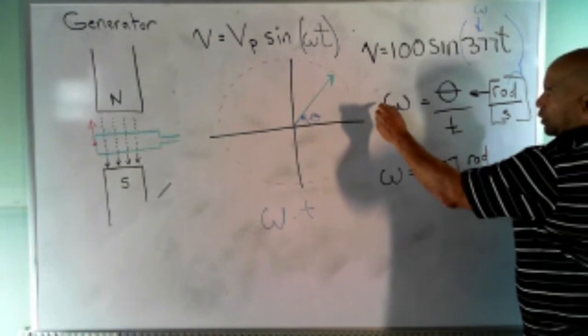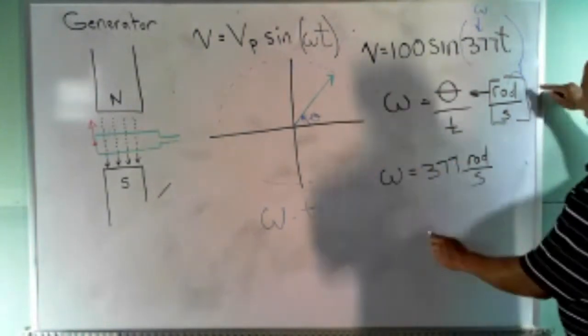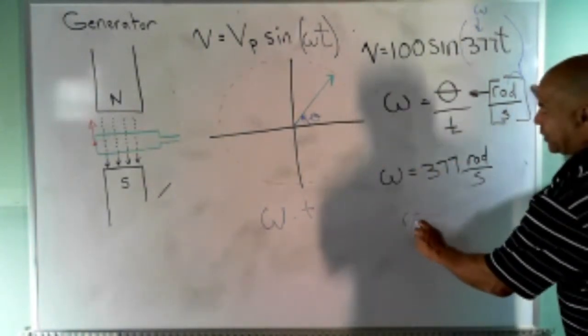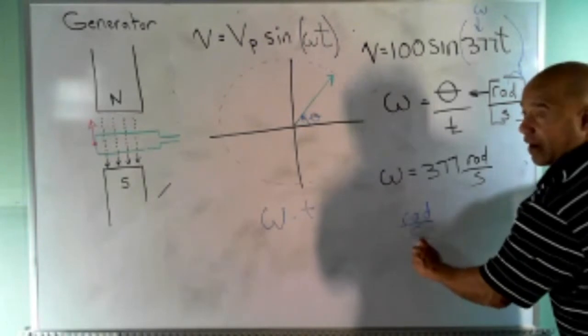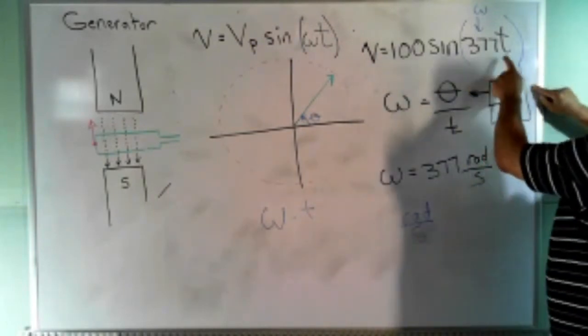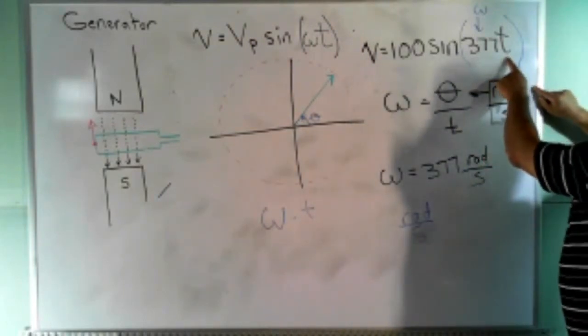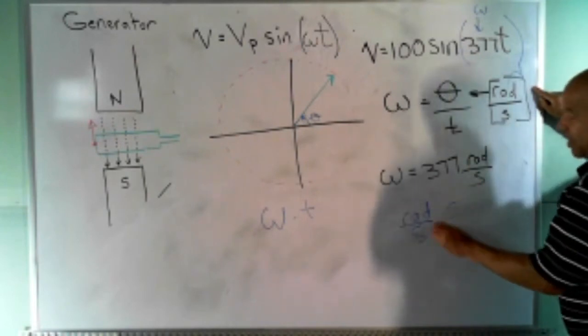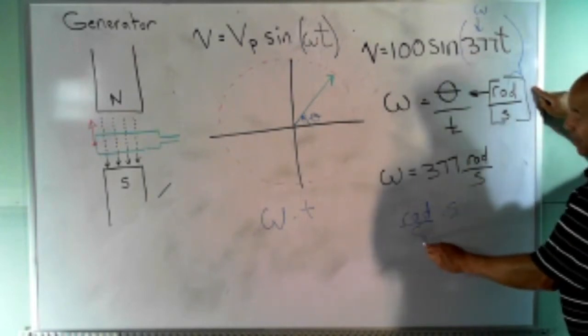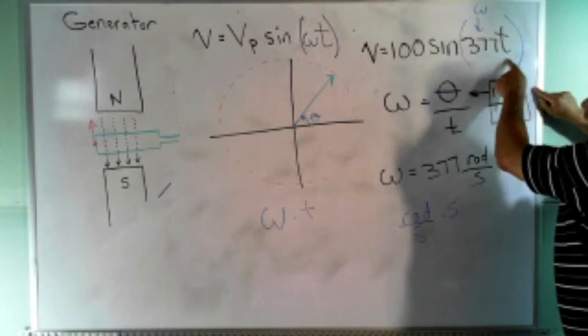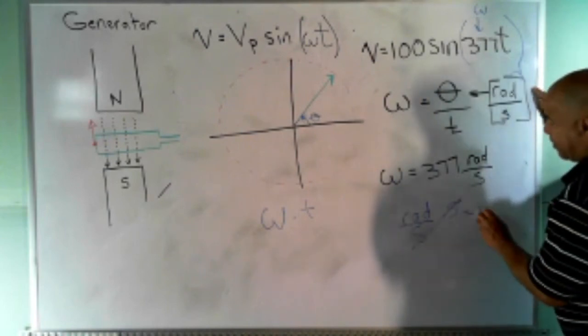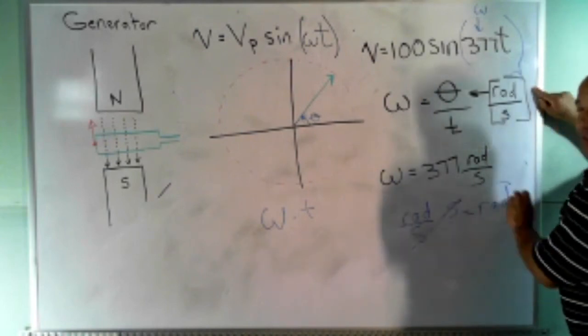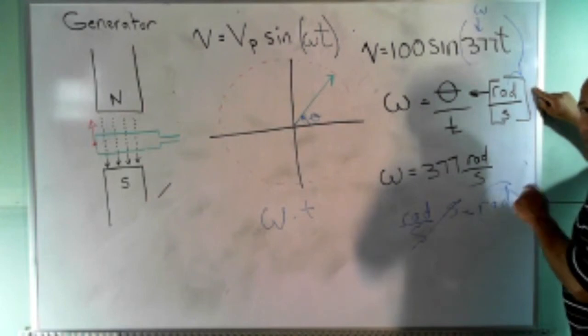What we have is omega's in radians per second, right? That's in radians per second. And that t will always be in seconds. So if I take radians per second and multiply by seconds, I get radians. Now you got to follow what I just did.